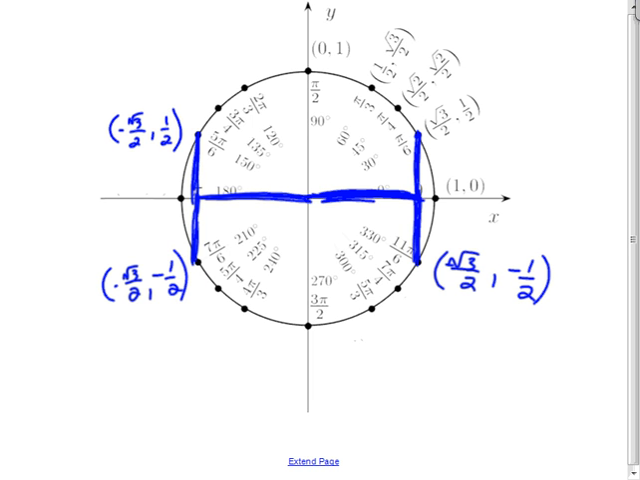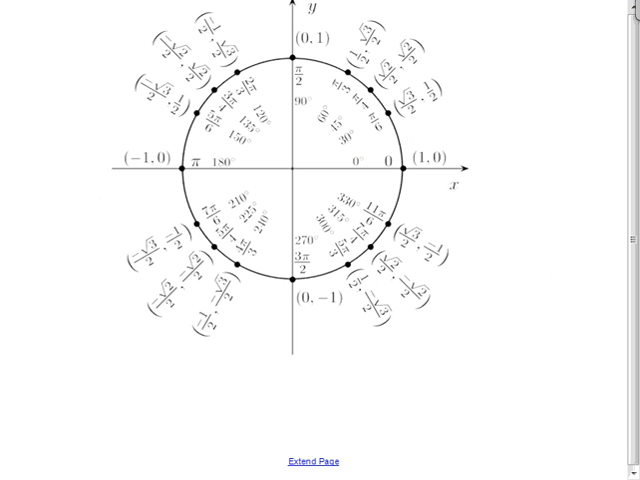Or I could have reflected this point over here, however you want to think about it. But you do that with all of your individual points to get the rest of it. It's just a reflection process, like what you did in geometry class. Here's your filled in unit circle, backwards.